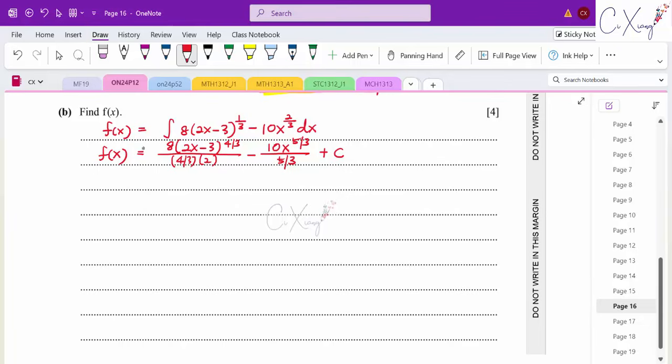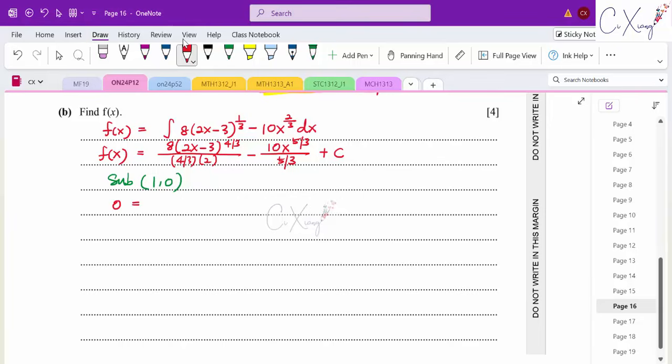Okay, so I need to know what's the value for the c. So I have to substitute the passing point of the curve, which is (1, 0). Okay, so what will happen for f(x)? So f(x) means y, which is equal to 0.